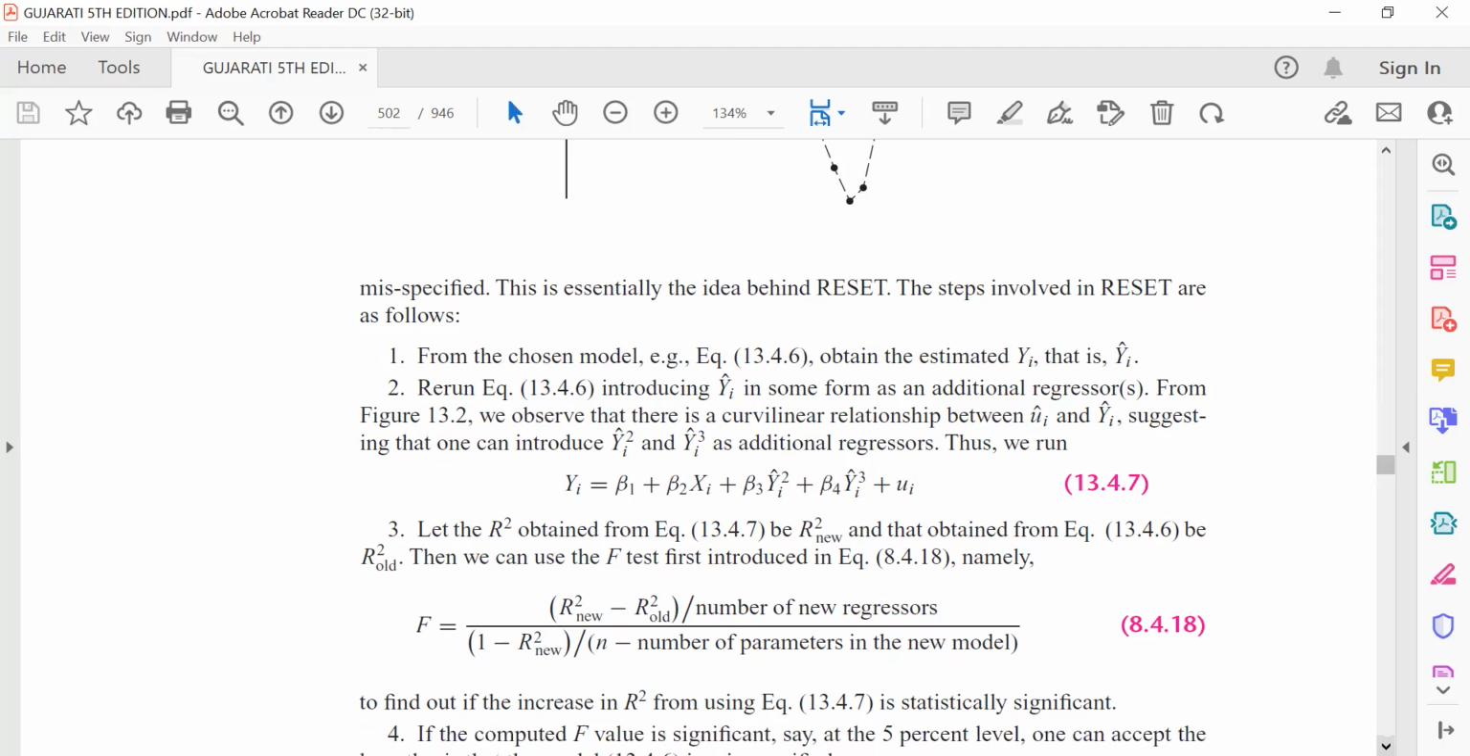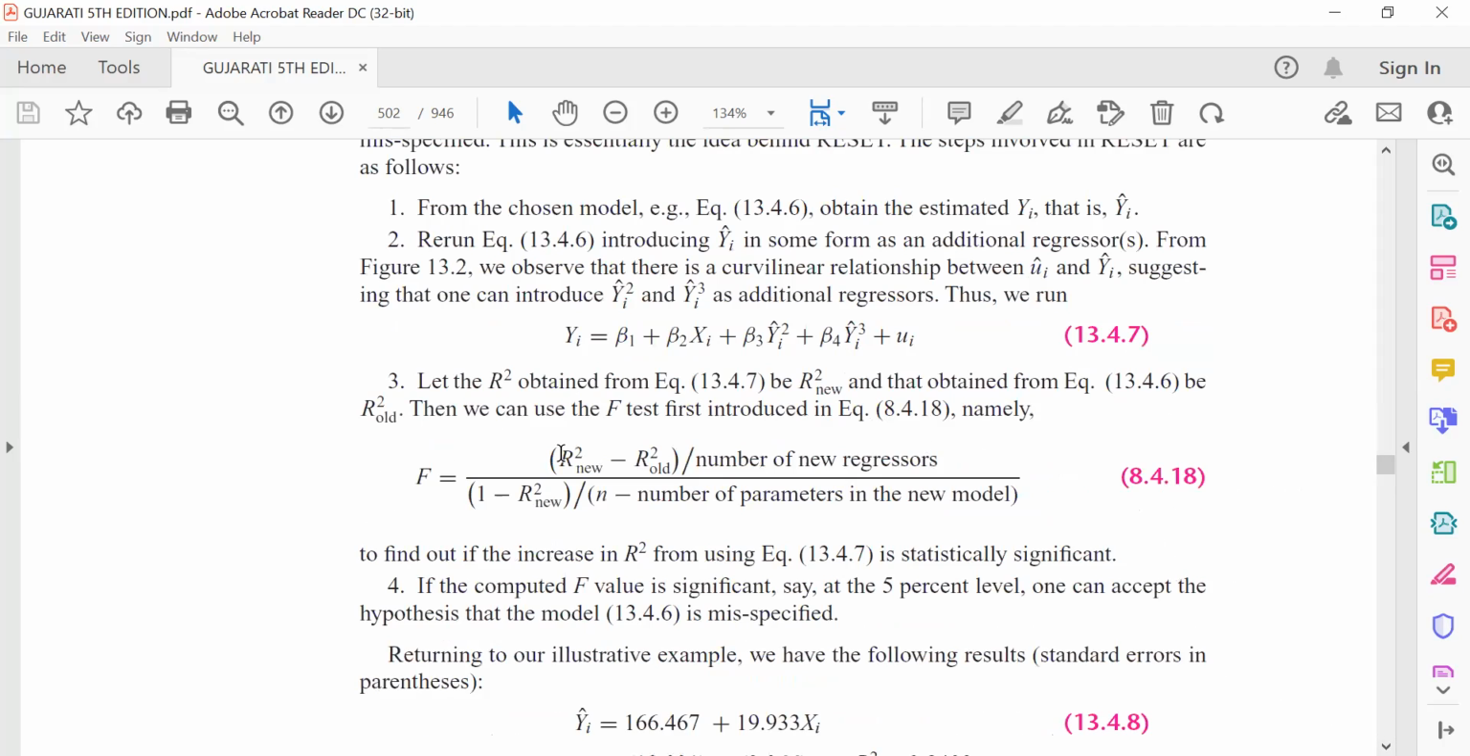This F test is the new R square minus the old R square, divided by the number of new regressors. Here we have 2 new regressors, over 1 minus the new R square, divided by N minus the number of parameters in the new model. That means here we have 4. Now, if the F value is significant at 5%, we reject the null hypothesis.